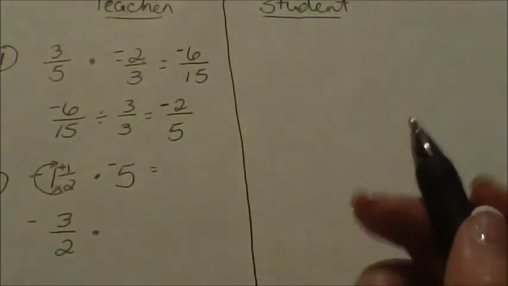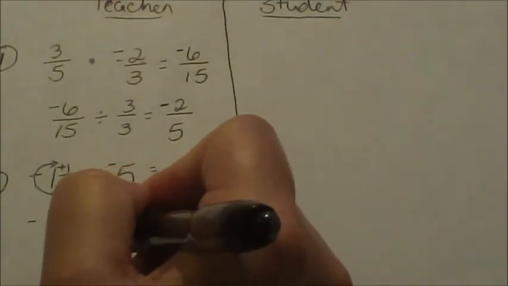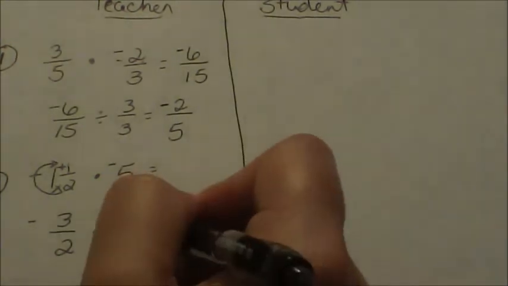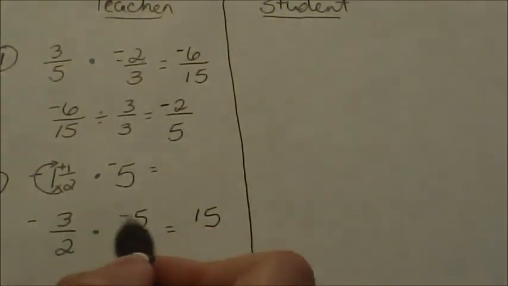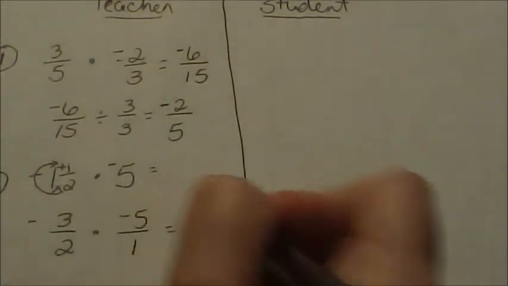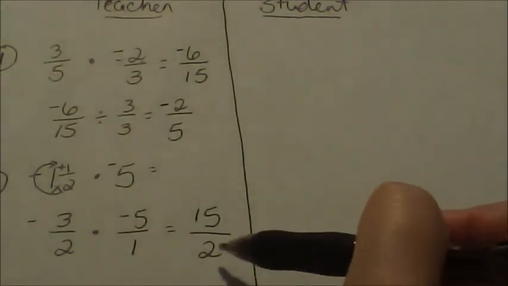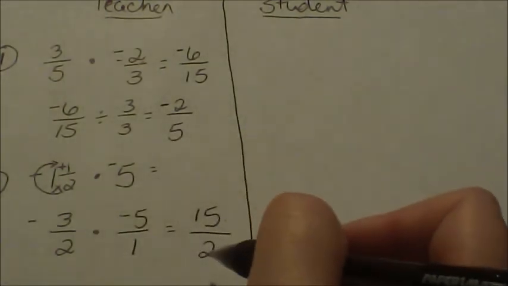Times this whole number. According to our steps, changing a whole number to a fraction is as simple as sticking a 1 underneath it. Bam. Now I've got two fractions that I can multiply and follow my step number 4, which says top times top, which is 15, and they're both negative, so my answer is going to be positive, over 2 times 1 is 2. Now I'm not quite done because step number 5 says simplify. I've left my answer here as an improper fraction, so what I need to do is change this into a mixed number by doing the division.